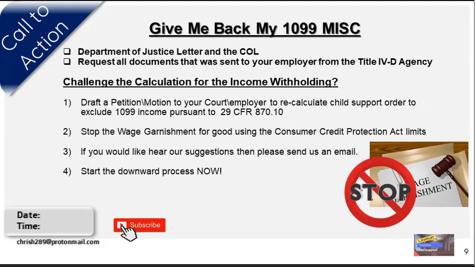In addition, you would want to request documents that are sent to your employers from the Title IV-D agency. That is anything relating to the calculation of the 1099 to prove that they are including it within your payment where they should not. Then finally, the best thing about this particular strategy is that you could do this right now. If for any reason you discover that they're including or imputing your 1099, you can start right now. You don't have to wait for your next court date.